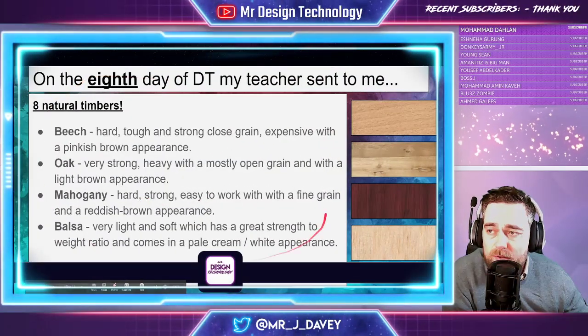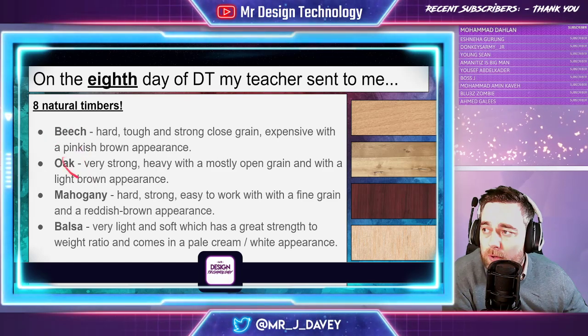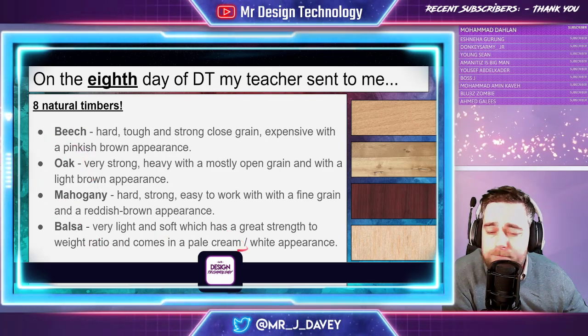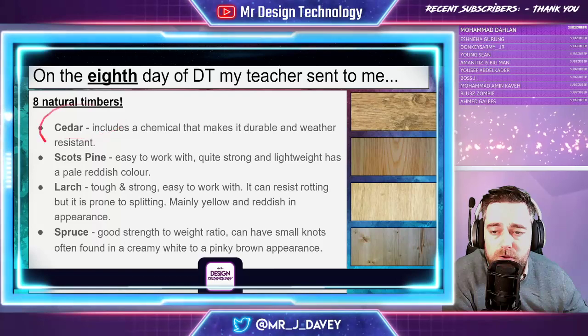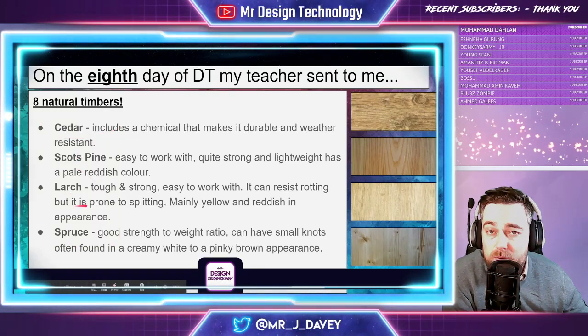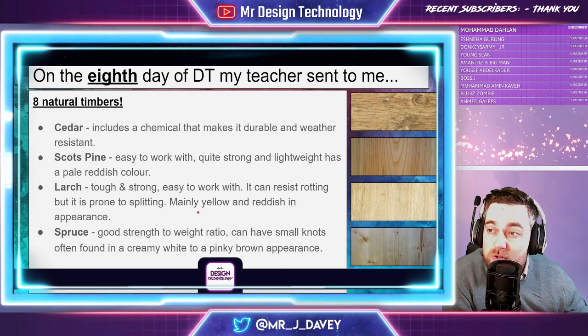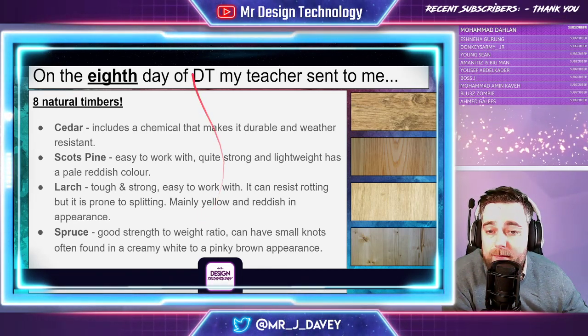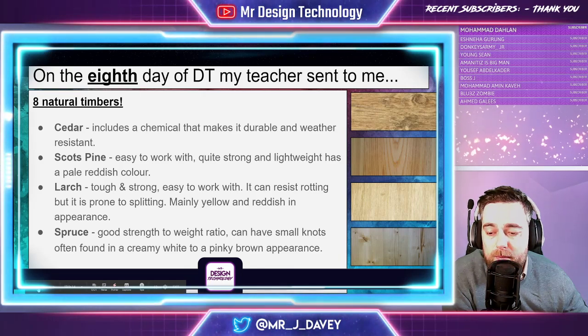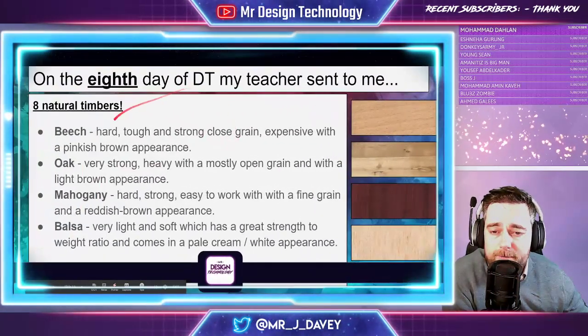I'll just go back to this one just to touch on what we've gone through. We've gone through beech, oak, mahogany and balsa. And then we moved on to talk about cedar, Scots pine, larch and spruce. Now these are the 8 timbers that I think would probably be questioned on potentially in an exam. But what we're looking for is those material properties. So let's just split back very quickly.